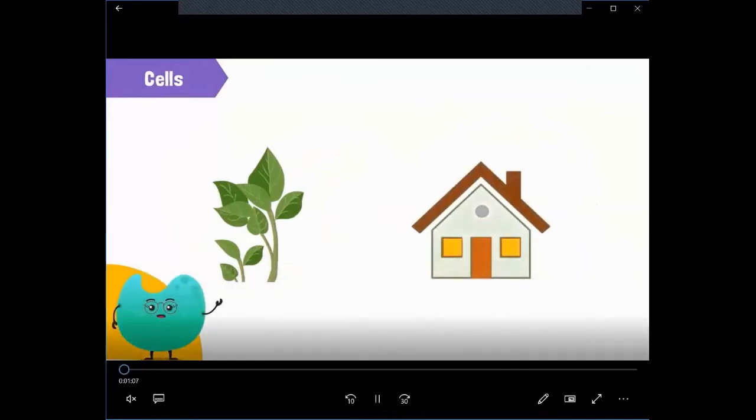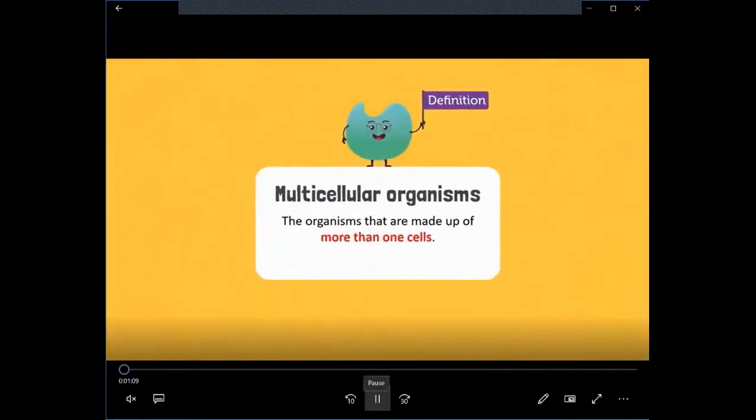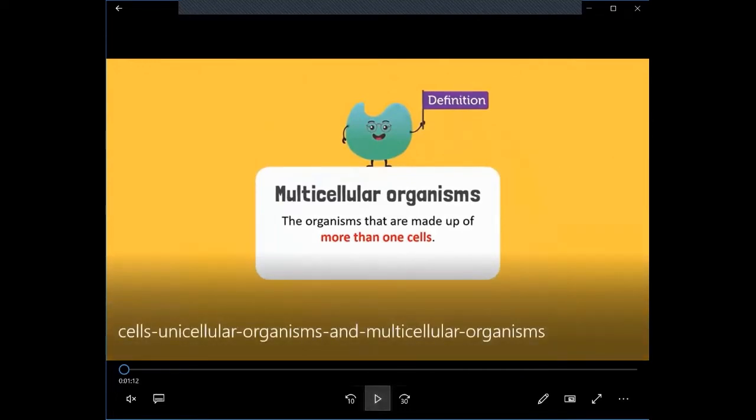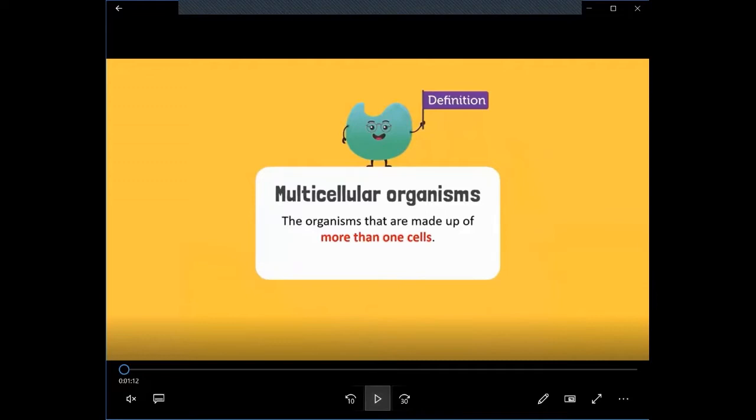And the organisms that are made up of more than one cells are called multicellular organisms. Let's read it one more time. Multicellular organism. Organisms that are made up of more than one cells.